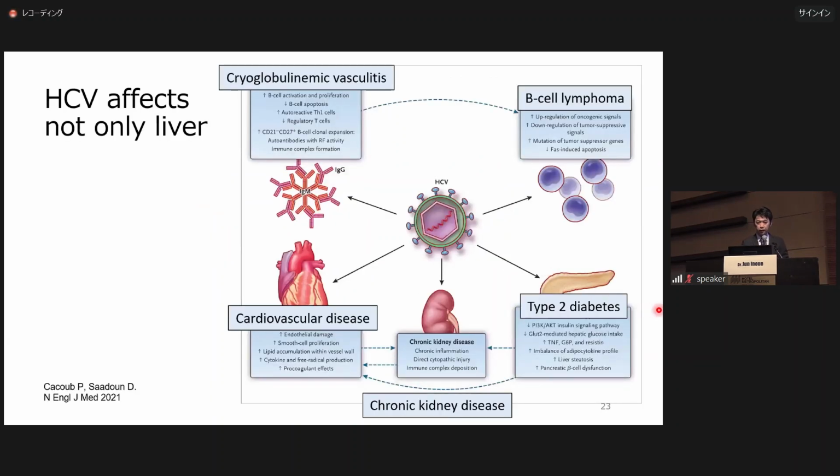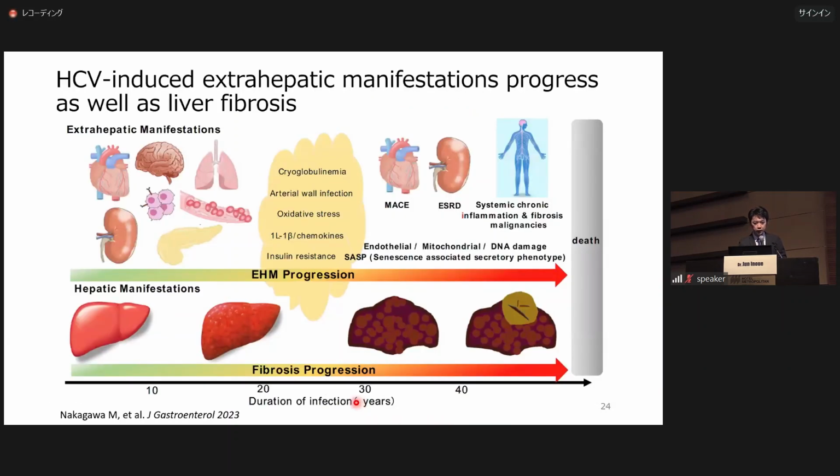HCV affects not only the liver, but also several organs. HCV is known to induce cryoglobulinemic vasculitis, B-cell lymphoma, cardiovascular disease, type 2 diabetes, and chronic kidney disease. Such extrahepatic manifestations progress along with fibrosis of the liver. So this affects the survival of the patient.